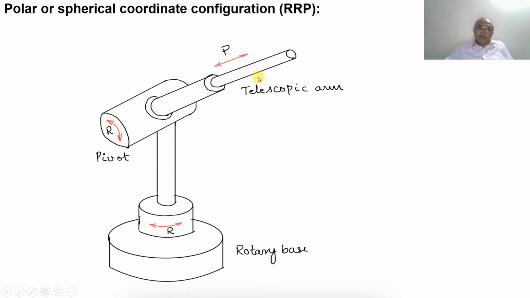So you have the telescopic arm which can be raised or lowered, and the entire thing can rotate with respect to this pivot point. The entire thing can also be rotated in this particular direction, clockwise or anti-clockwise. And this is the prismatic joint, the linear motion of this telescopic arm, which slides up and down.